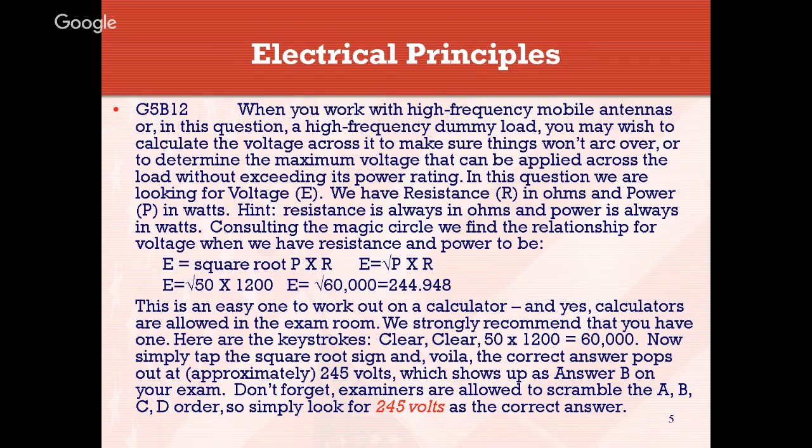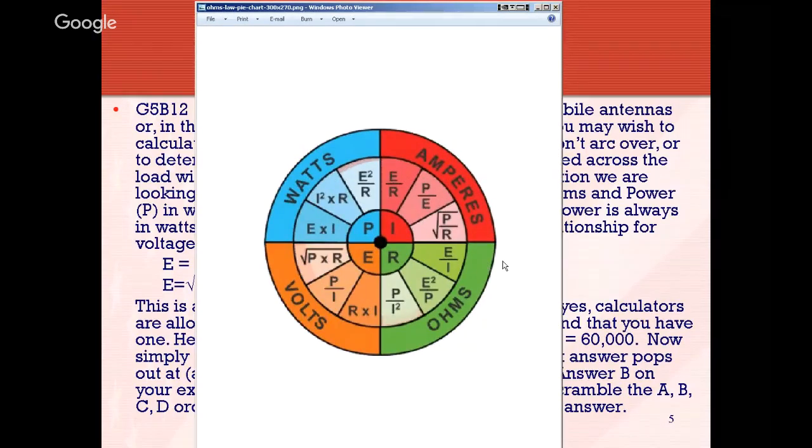and get going. So we're talking about the RMS voltage that would appear across a 50-ohm dummy load and dissipating 1,200 watts here. And when you work with HF mobile antennas, a high-frequency dummy load, you may wish to calculate the voltage across it to make sure things won't arc over or to determine the maximum voltage that can be applied across the load without exceeding its power rating. So in this question, we're looking for voltage, and we have a resistance, of course, in ohms and power in watts. And if you remember your little Ohm's law wheel, and the relationship between watts, amperes, ohms, and volts, this is a fairly easy answer here.